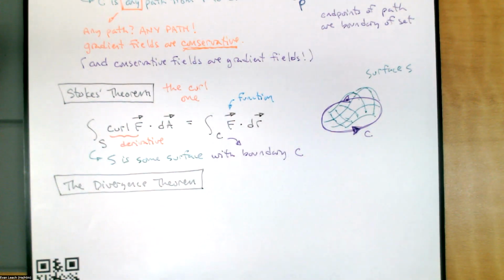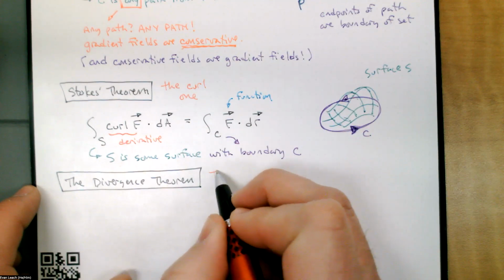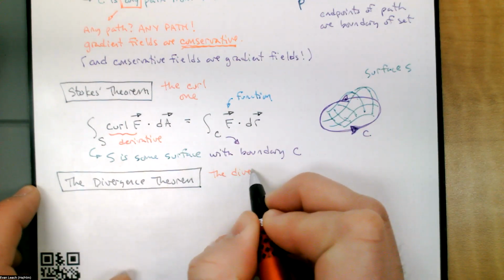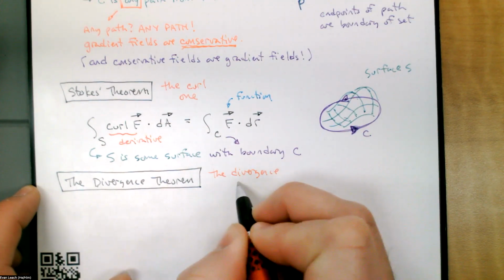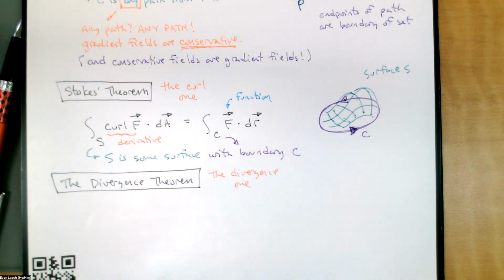And our third fundamental theorem of calculus in vector calculus is the divergence theorem. This is going to be the divergence one. This is also known as Gauss's theorem.